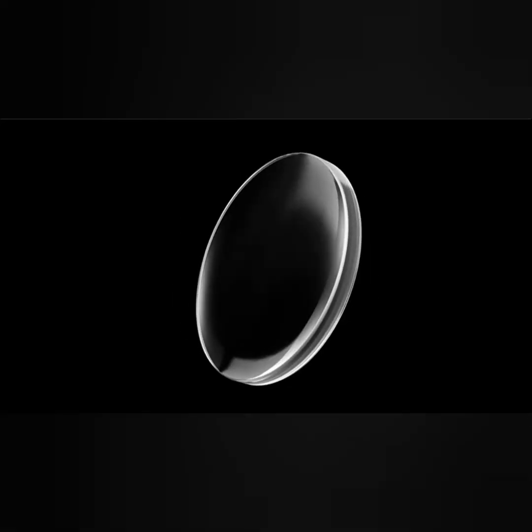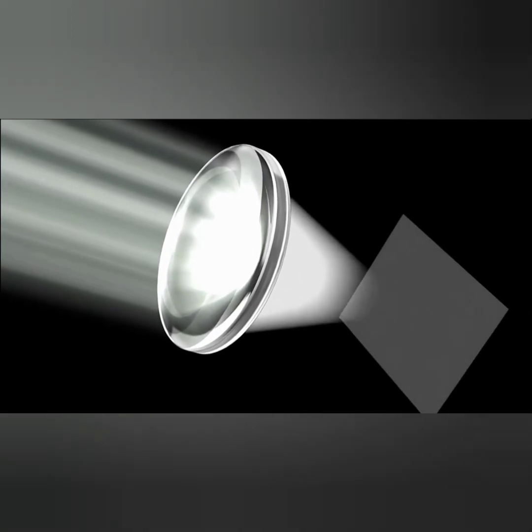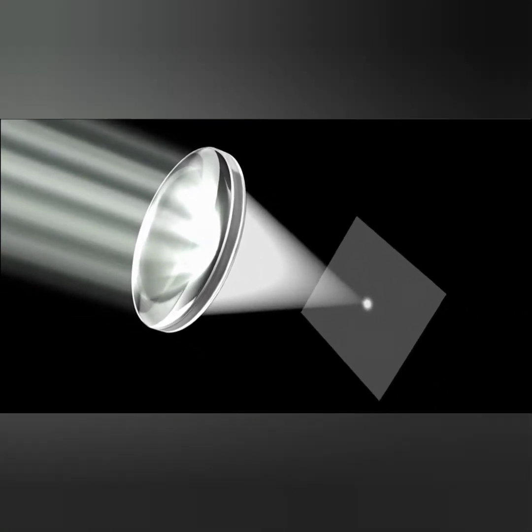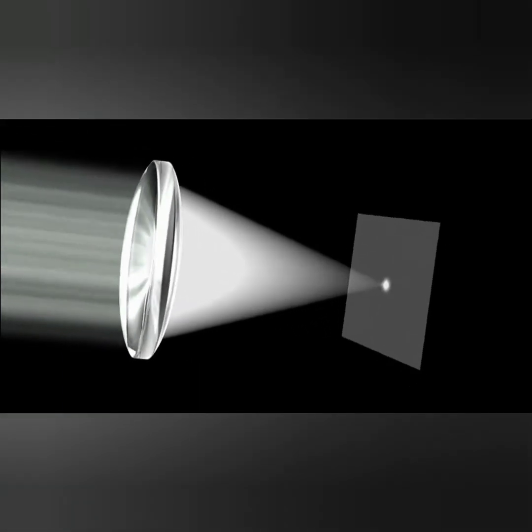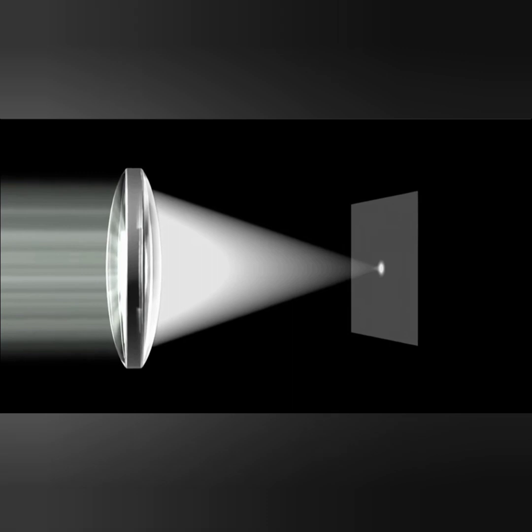Let me explain to you how. If a parallel beam of light rays passes through a convex lens, the lens refracts the light rays towards each other, causing them to converge at a point called the focal point, and this phenomenon is also known as convergence.